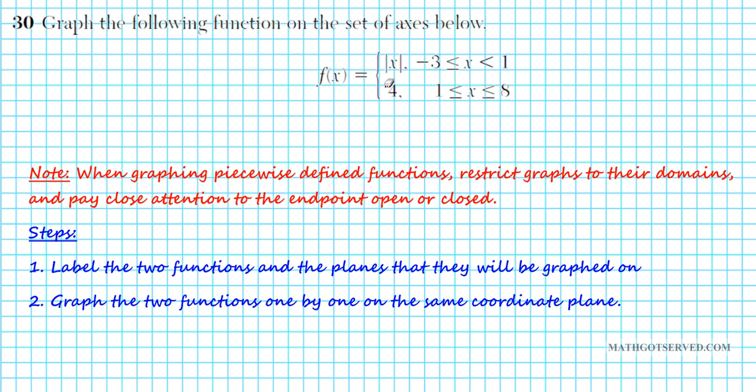So we have f of x equals the absolute value of x from -3 to 1, -3 included, and 4 from 1 to 8. Now, one thing you want to note when graphing piecewise defined functions like this, defined in pieces, is that you want to restrict the graphs to their domains, okay? And you also want to pay close attention to what happens on the boundary points and endpoints. Is it open or is it closed?